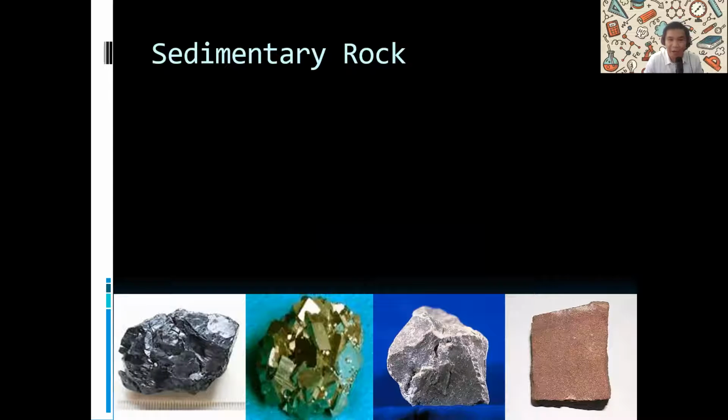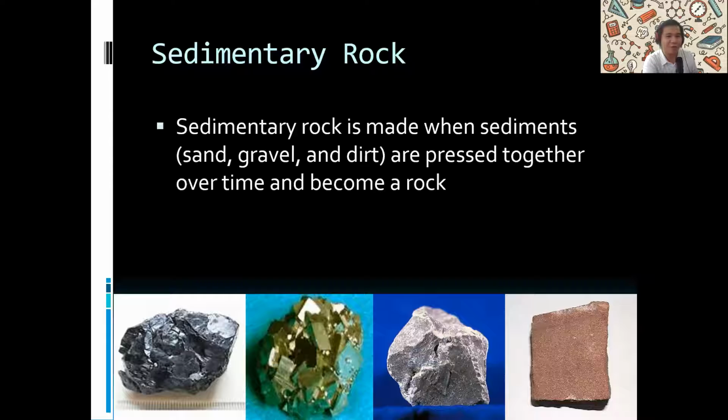So sedimentary rocks. What is a sedimentary rock? Do you still remember? A sedimentary rock is a rock made when sediments such as sand, gravel, and dirt are pressed together over time and they become a rock. They are made from sediments. Okay? They're usually found near bodies of water.